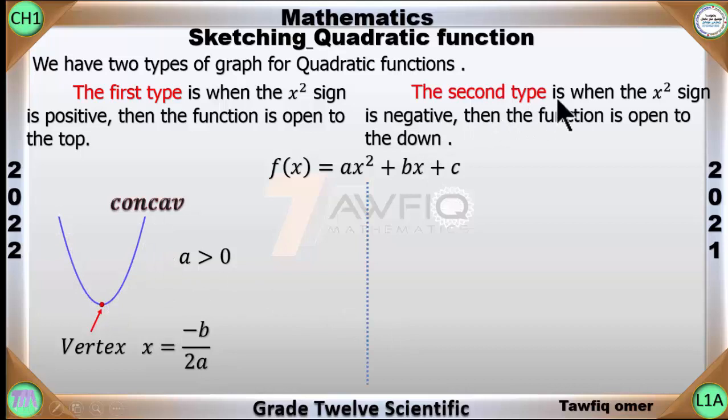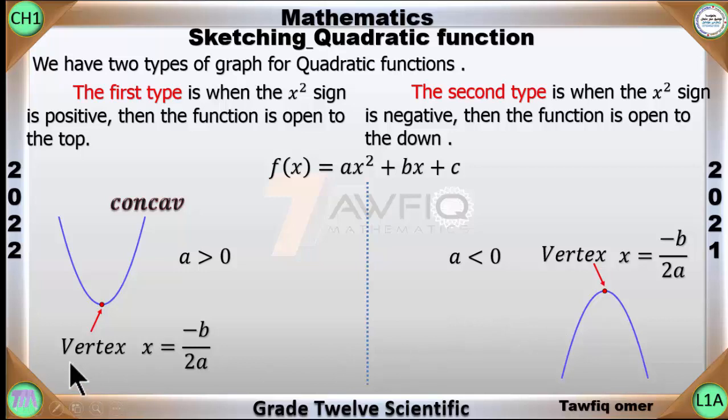The second type is when the x squared sign is negative, then the function opens downward. If a is less than 0, then the function will open downward like this, and the vertex is found as we talked about before. And this function is convex.